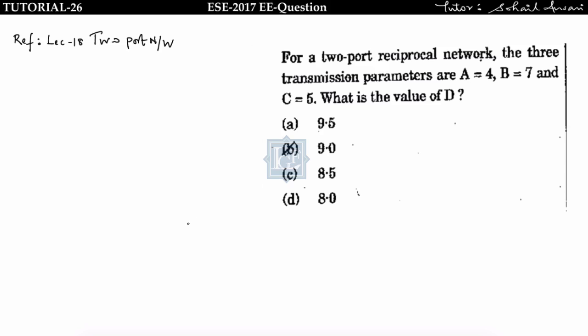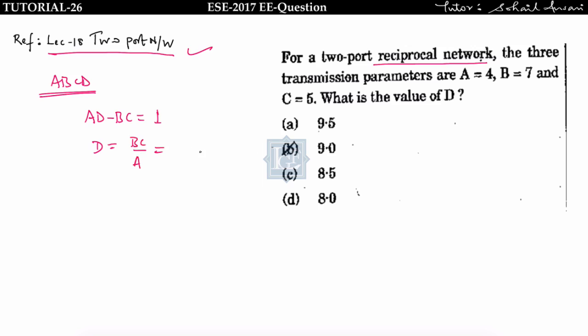See this question. For a two-port reciprocal network, the transmission parameters A is equal to 4, B is equal to 7 and C is equal to 5 are given. What is the value of D? Since this is a reciprocal network and in ABCD parameter, what is the condition for reciprocal? The condition of reciprocal is AD minus BC is equal to 1. This has been discussed in lecture number 18. Okay. So find D. D is equal to (1 + BC) upon A. You will get approximately 9. So option B is correct.